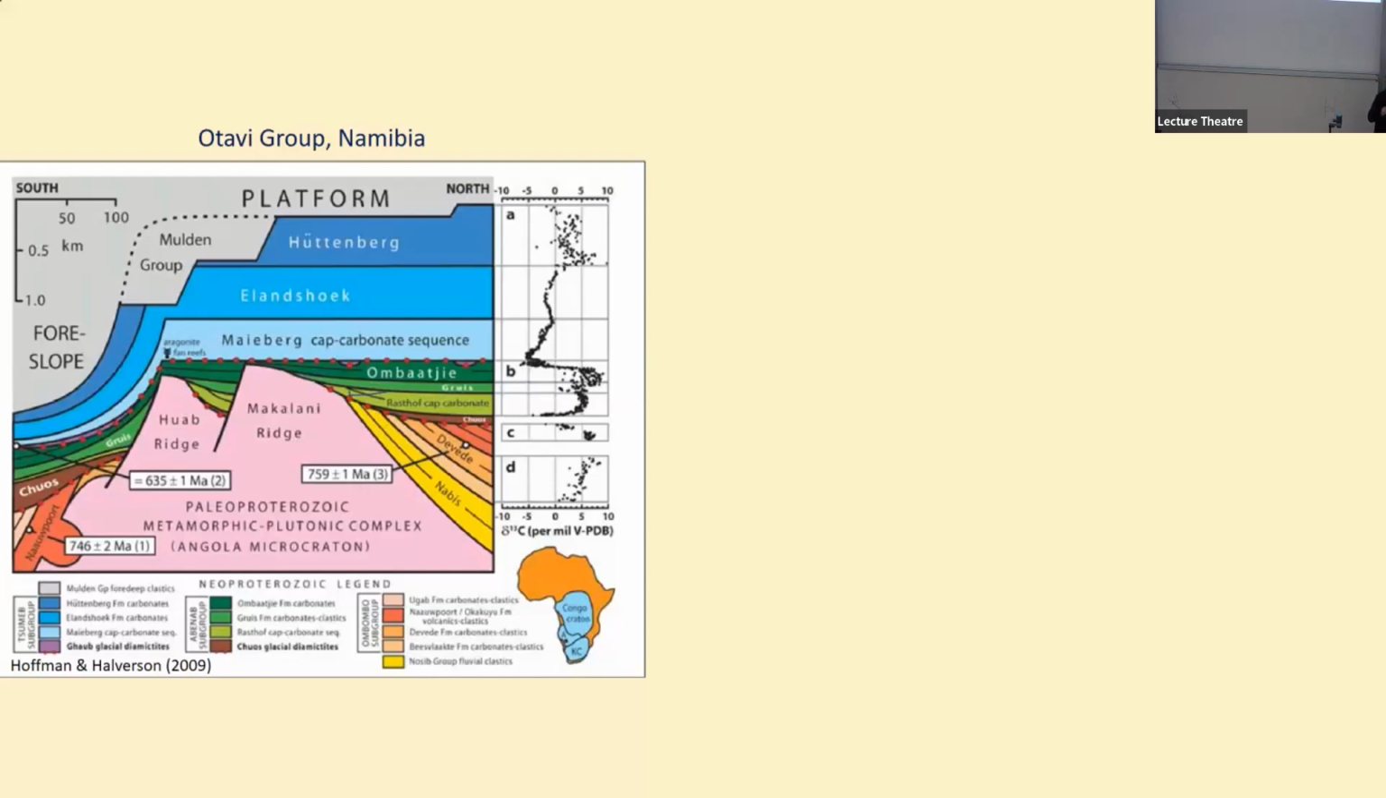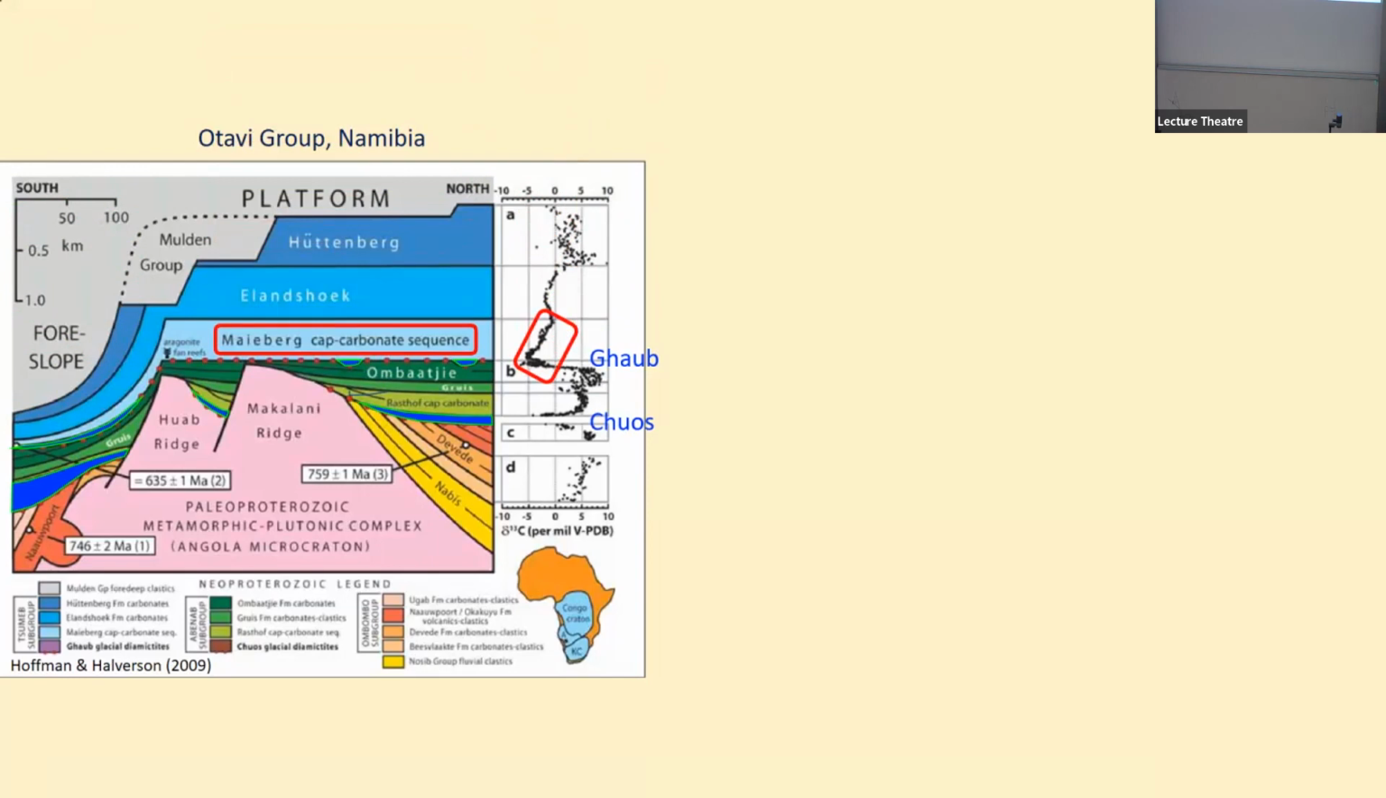And I'm going to highlight just two things on this. I hope you can see that. I've highlighted the glacial units that represent the snowball earth rocks in Namibia. They're given the terms Ghaub and Chuos, Marinoan and Sturtian. I also want to highlight one of the key carbon isotope excursions associated with what's called the Maieberg cap carbonate.